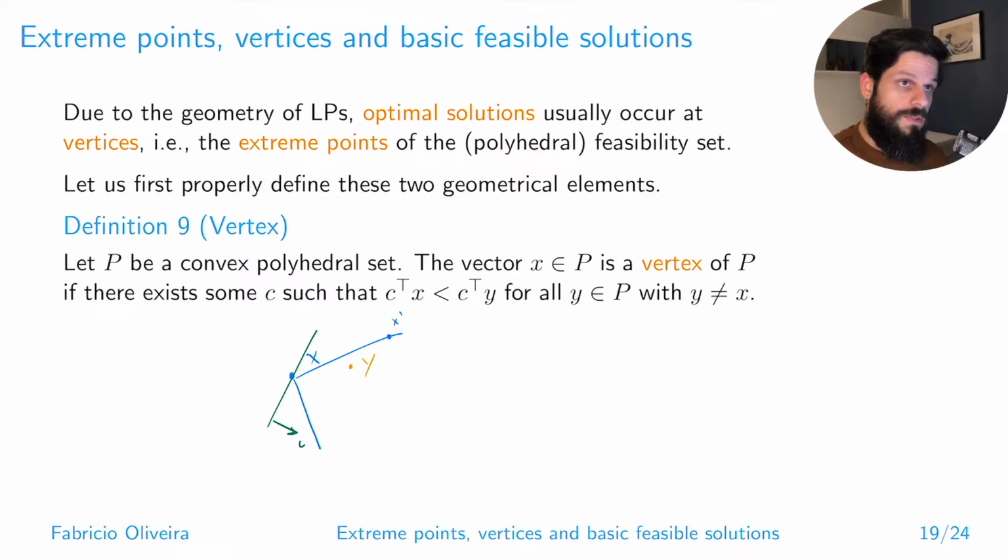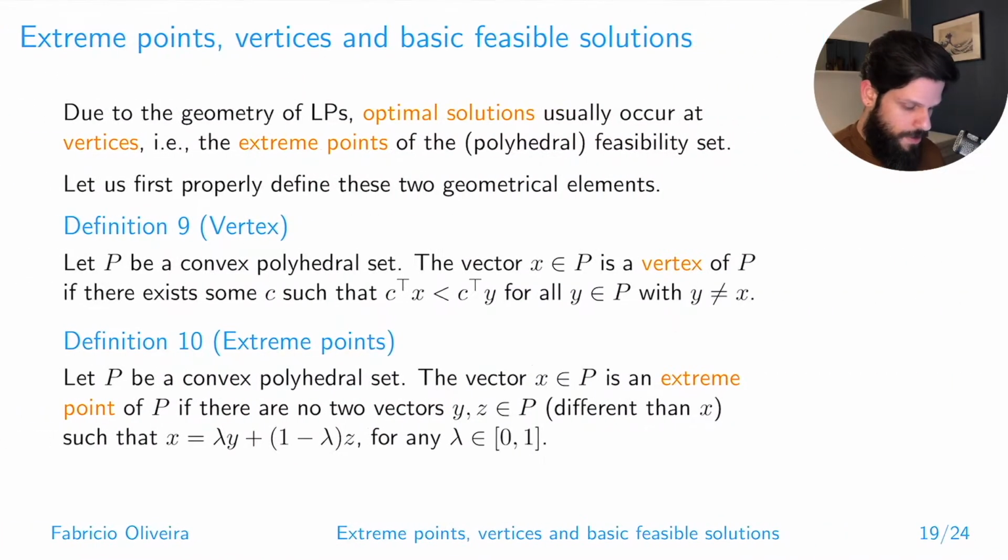Let's call this x prime. Then it wouldn't be the case, because you can't really find a hyperplane that contains all the polyhedral set. You could find a hyperplane that is sitting on this facet, but that's not entirely true. You have several y's that satisfy this inequality relationship. So basically, a vertex is a point for which you can find a hyperplane such that the whole polyhedral set is exclusively on one of the sides of the half space formed by that hyperplane.